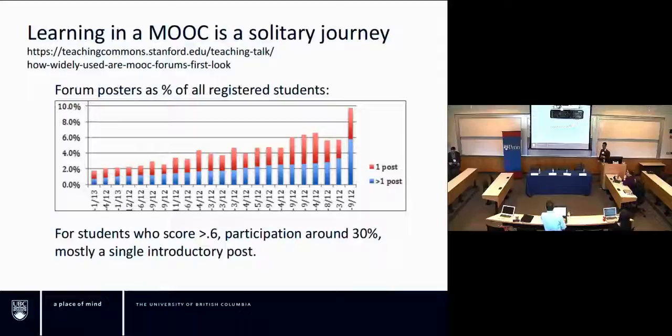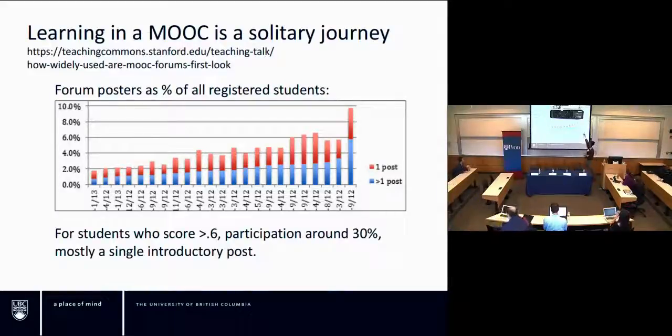So this is all data that Stanford put up. They looked at the range, the proportion of students who participate in the forums. And as you see, the proportion of students is fairly low. Almost each column is a different class. And you see that in most of the classes, only about 4% of the students ever do anything in the forum.